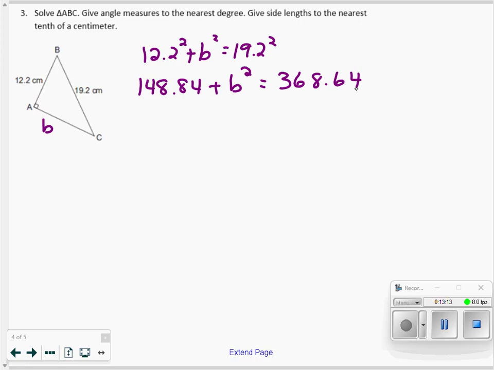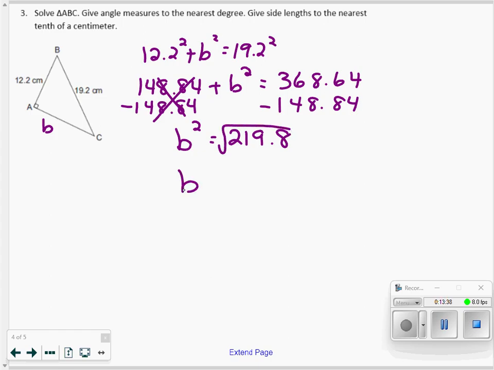And then to get b by itself, I subtract that number from either side. B squared equals 219.8, and then take the root. 14.8 centimeters.